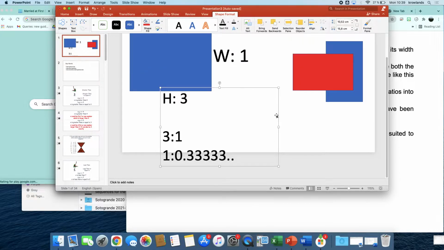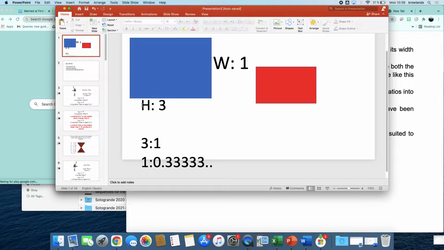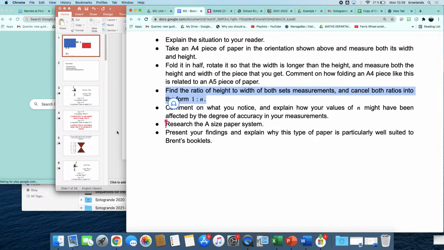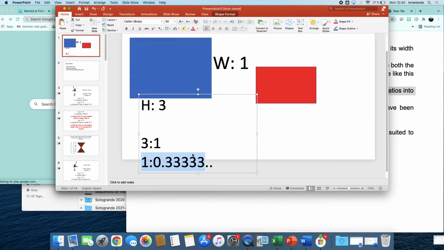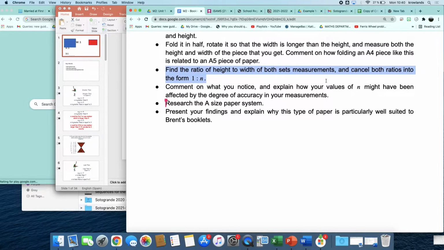You're then going to repeat the same process but for the red shape, and you're going to write the height to width in the ratio. So you put the biggest number first, the smallest number next, then you'll divide it by something in order to get your ratio to be 1 to something. So that is this point here. Then it says comment on what you notice. So you're going to get 2 ratios. This will be a ratio for the blue shape and you'll get a ratio for the red shape, and you need to discuss what you notice and explain how the values of n might have affected the degree of accuracy.